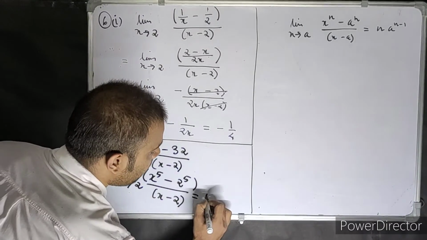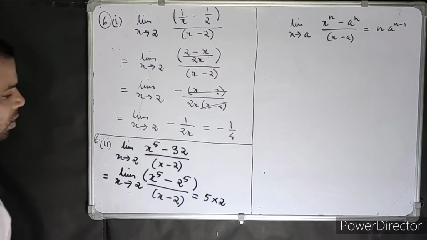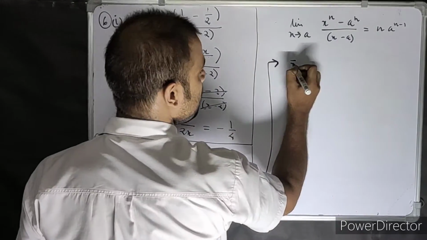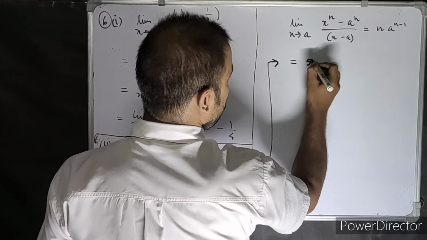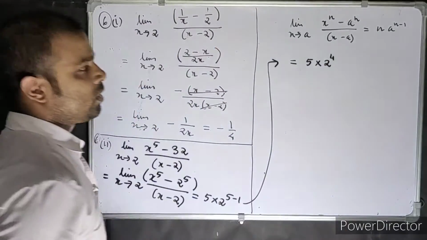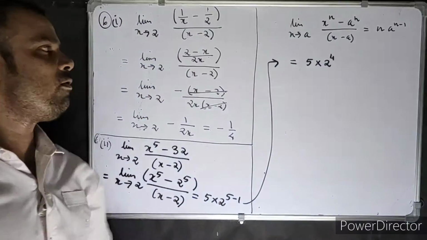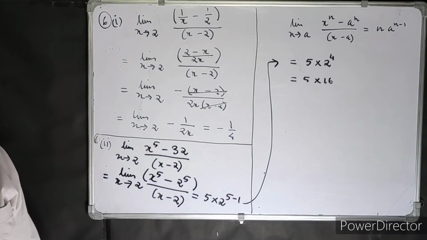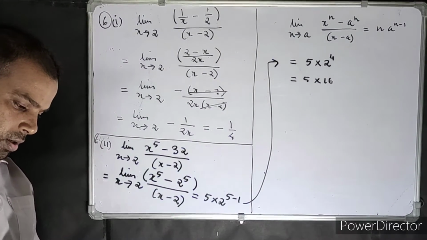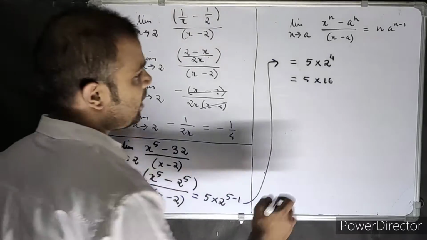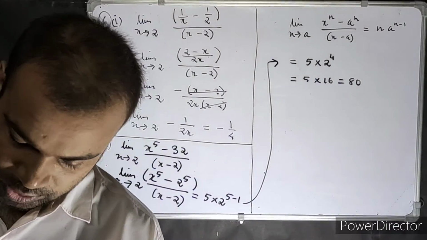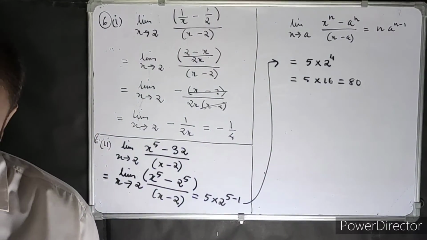So from here what I can write? I can write 5 into 2 to the power 5 minus 1. So that is going to give me 5 into 2 to the power 4. So 2 2s are 4, again 2 2s are 4, 4 4s are 16. So that is 5 into 16. So 16 into 5, you all know, please do it. Okay, 80. So that is 80. I spoiled myself using the calculator. Please don't spoil yourself also. Okay, 6 part 2.